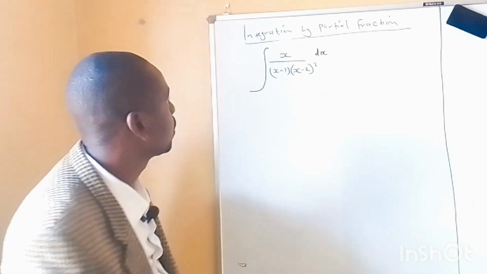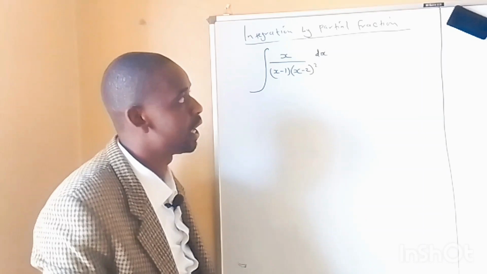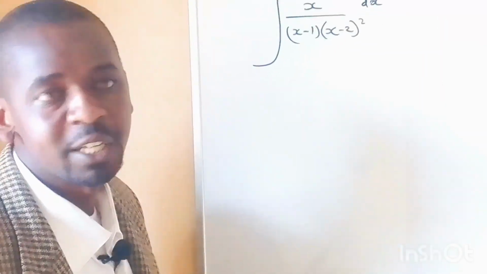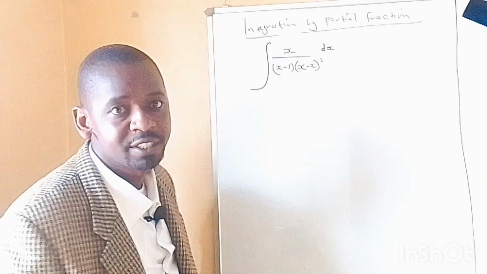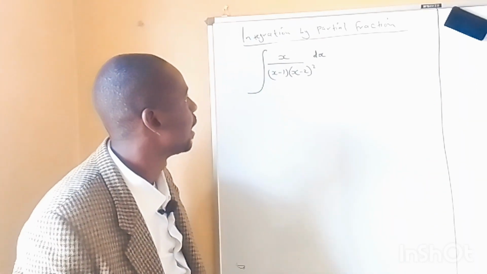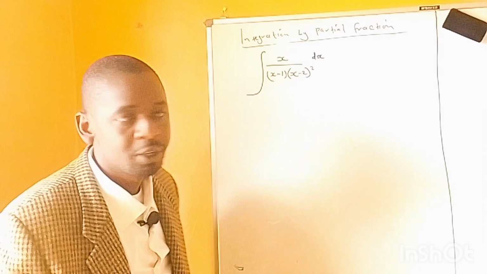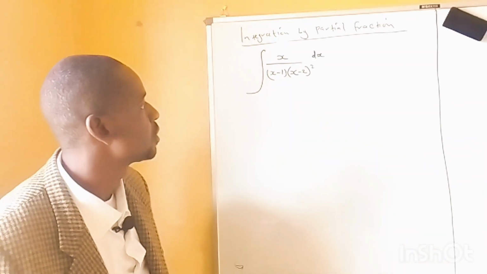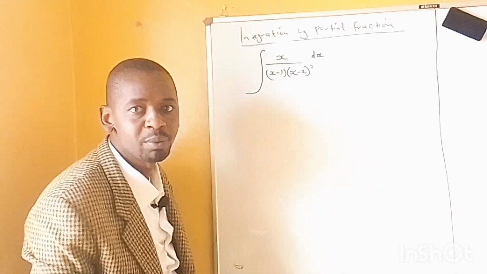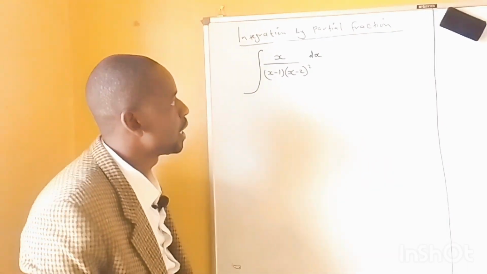Now today again we want to look at integration by partial fractions, which is the same thing that we looked at in the previous video, but this is a different problem. As you can see on the board, the integral of x all over (x minus 1)(x minus 2) squared, dx.